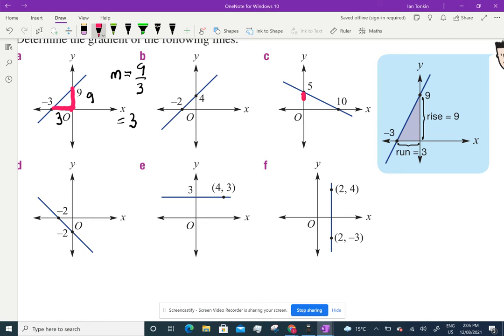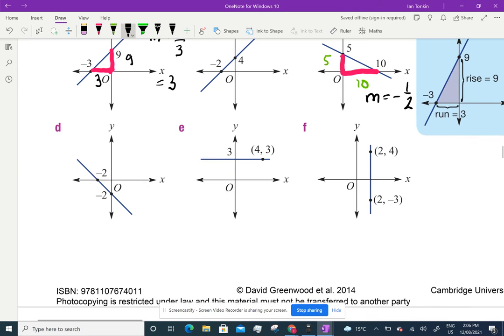Here's another one. Draw your triangle. It just so happens they're all on the axis. Well, this tells you it's 10 across, and this tells you it's 5 up. So the gradient is 5 over 10. But it's going down, so put a negative in front of it. Then you can simplify that and get negative a half, using your calculator. Just type it into your calculator. Or you can go 5 goes into itself once, 5 goes into 10 twice.